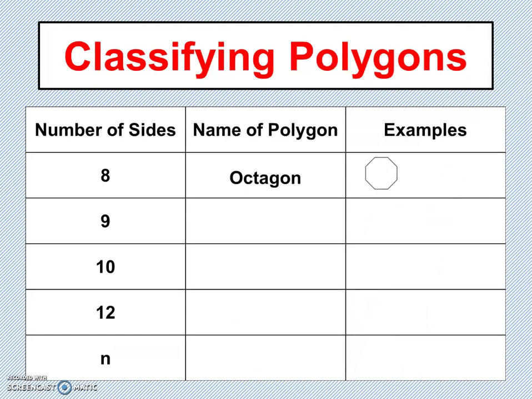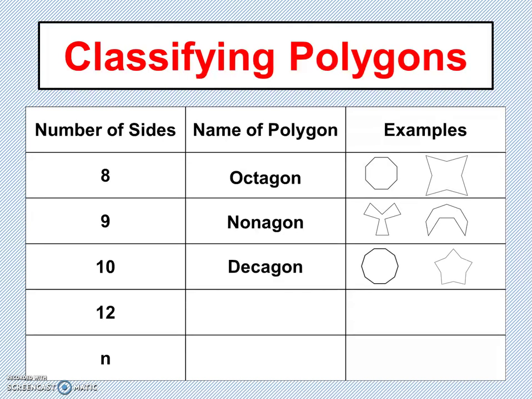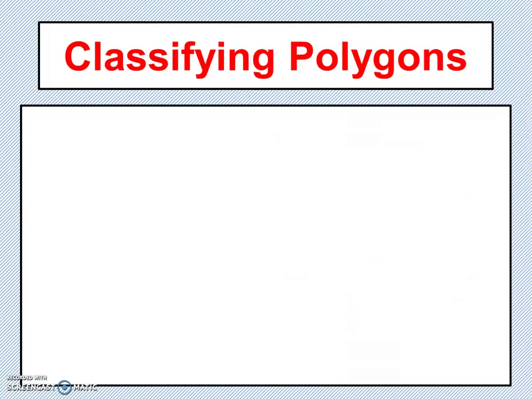8-sided figures are called octagons, and here are some examples. 9-sided figures are called nonagons, and here's some examples of 9-sided figures. A 10-sided figure is called a decagon, and they're getting to be a pretty good number of sides. A 12-sided, notice they skipped 11. It has no special name. A 12-sided figure, however, is called a dodecagon. It has 12 sides. And all the other ones that aren't named are simply called n-gons, where they have n number of sides.